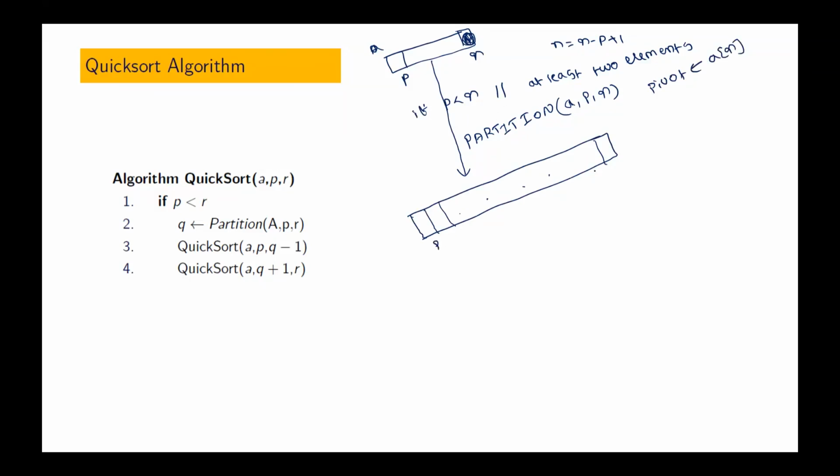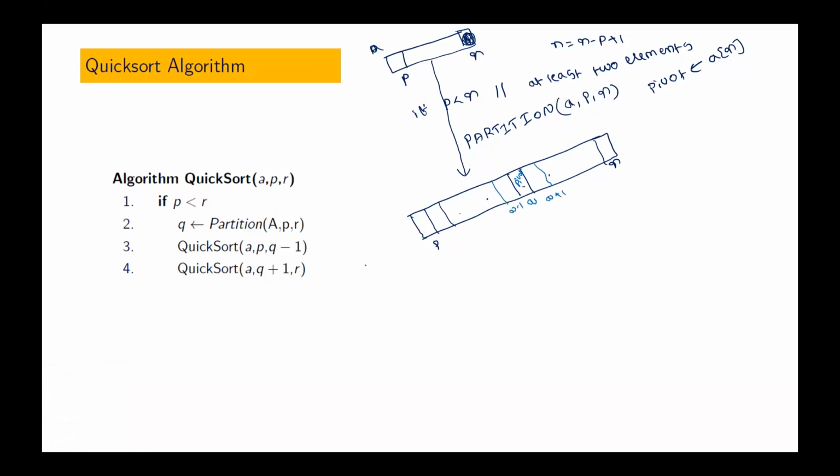Now this is P, this is R. For example, say the pivot has gone to this position. That means this is the pivot value. What is its position? Its position is Q. So on this side it is Q minus 1, and on this side it is Q plus 1.